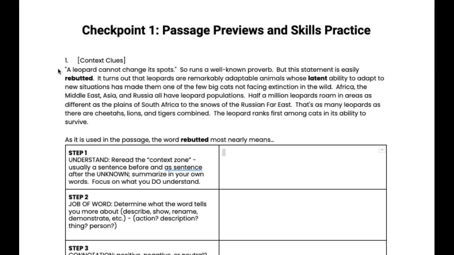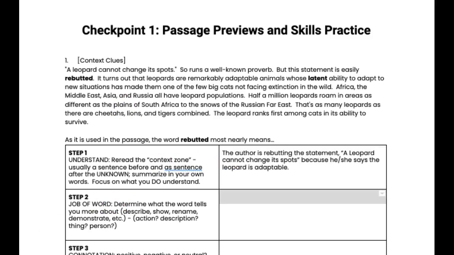So ask yourself, in those lines, what's being talked about? Put that in your own words in step 1. Go ahead and pause this video and then you can check your answer after. All right, you should have something along the lines of the following. The author is rebutting the statement, a leopard cannot change its spots, because he or she says the leopard is adaptable. Essentially I just took that context zone and summarized it in my own words in step 1.